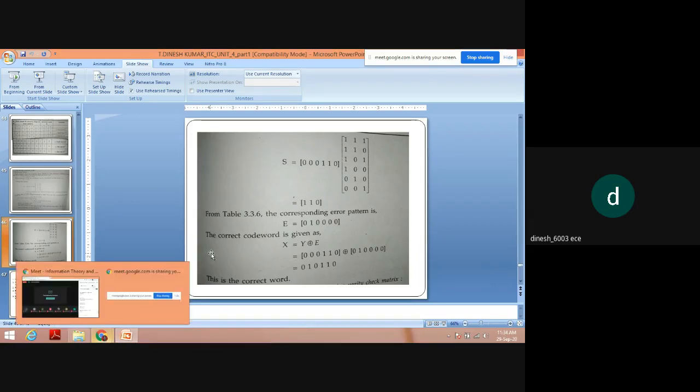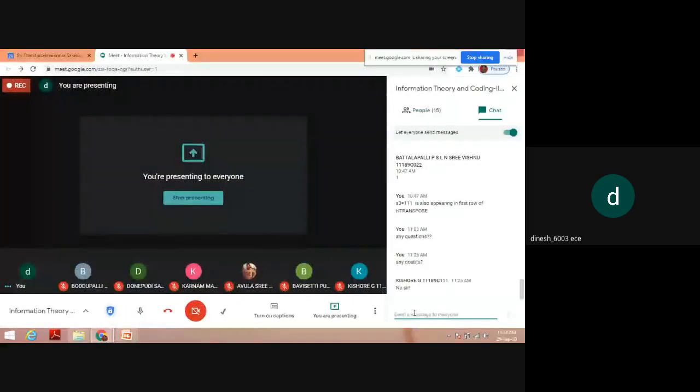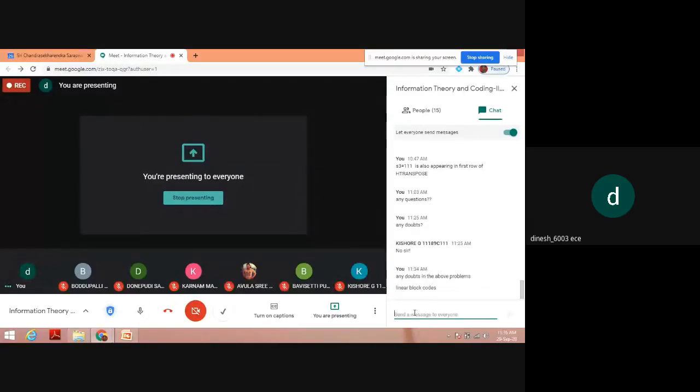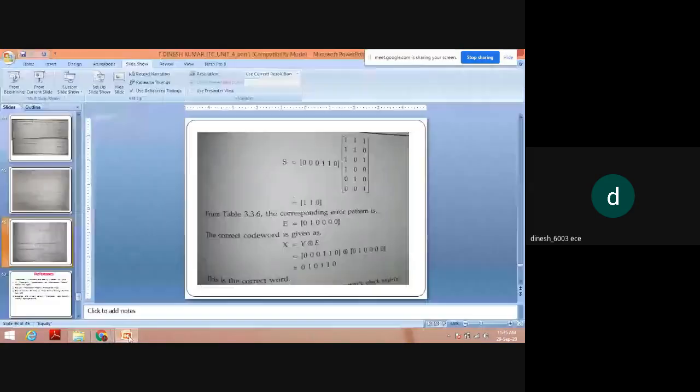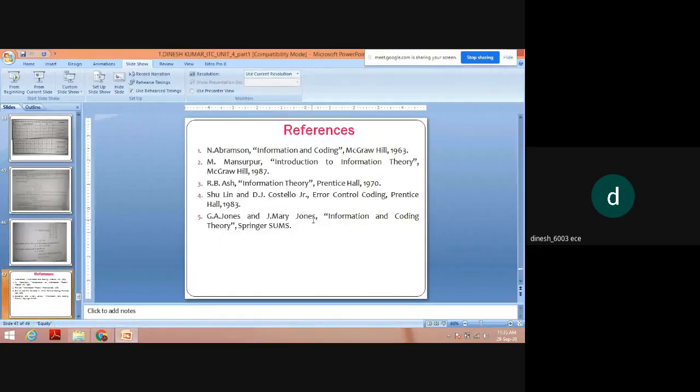So, any doubts in these problems in linear block codes? Any doubts in the above problems? Linear block codes. If you have doubts, put them in the chat box. And these are the references.